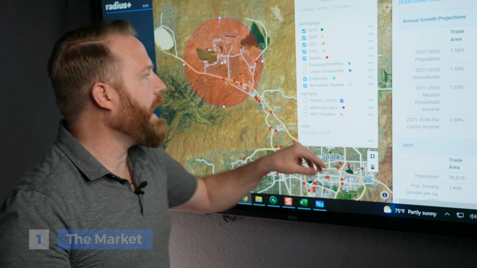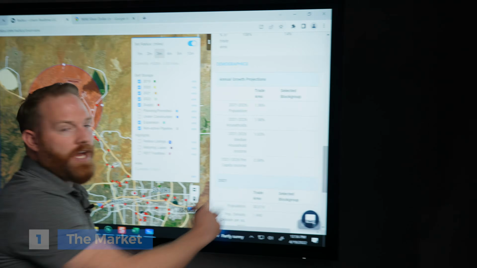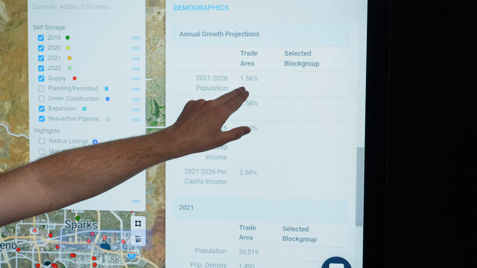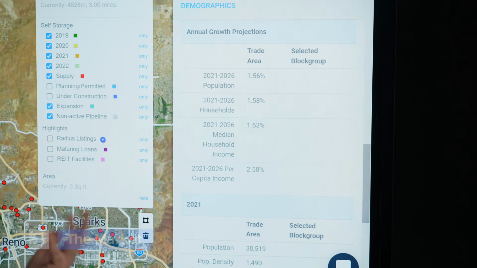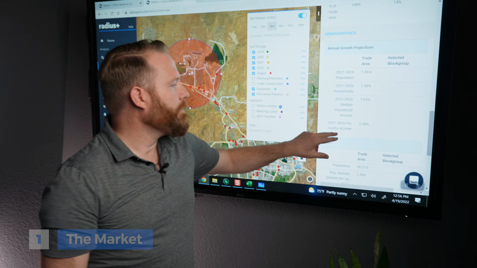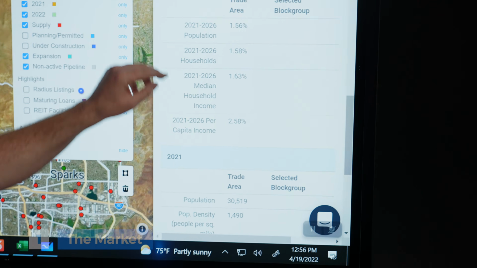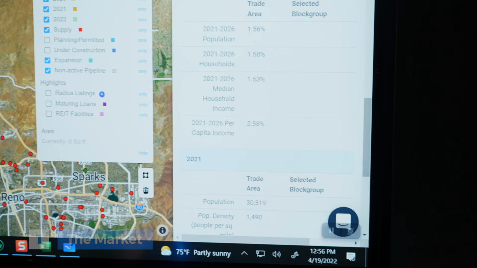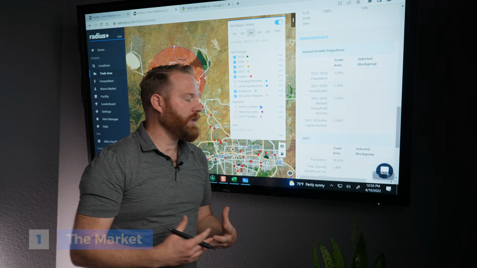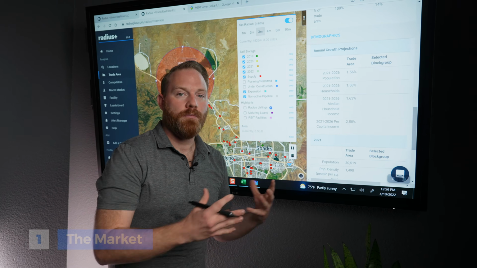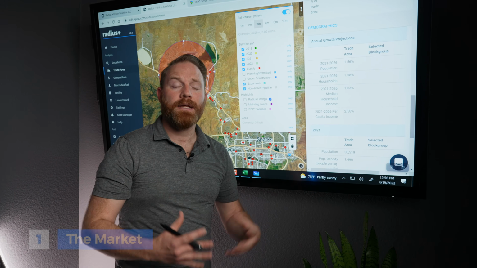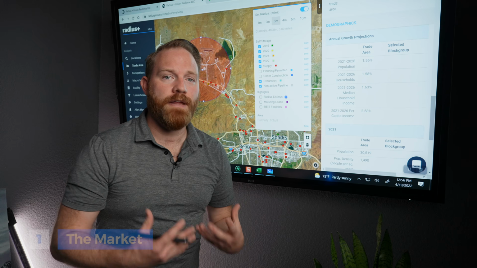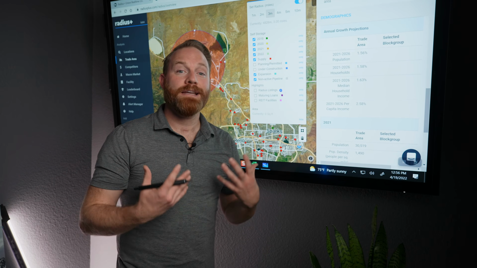And what I'm looking at is growth projections. I'm looking at population growth at 1.5%. It's growing really, really well. The projected income growth is growing at 2.58%. That is great. We're seeing population and income growth. People are moving in, they're making more money, they're utilizing the assets within that market more, creating demand.